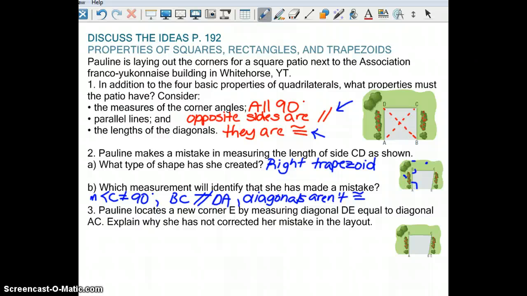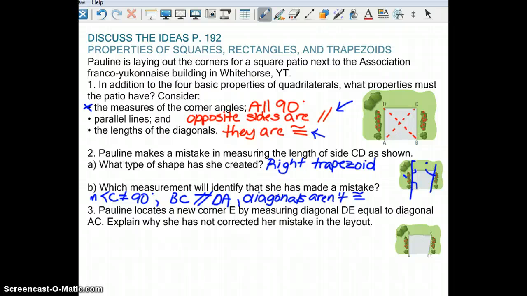So to figure out B, let's consider our 3 properties of squares that we just listed. So let's start with the angles. We can tell right away that the measure here of angle C is not 90 degrees. So that takes off the first criteria. The next one is that all opposite sides are parallel. But here we can see that AB and CD are parallel, but CB and DA are not parallel. So that does not work. Also, if you go and measure the diagonals, they are not congruent.